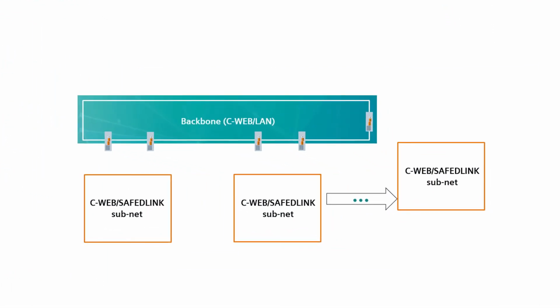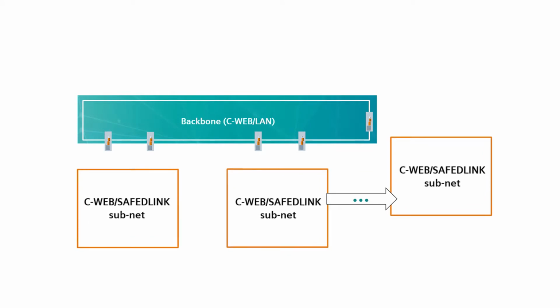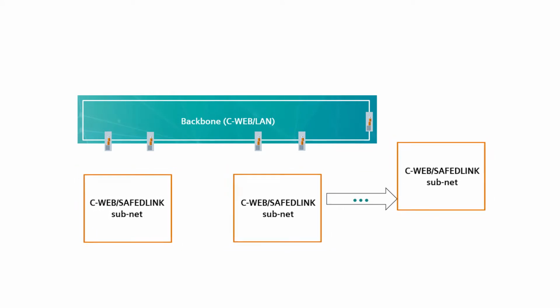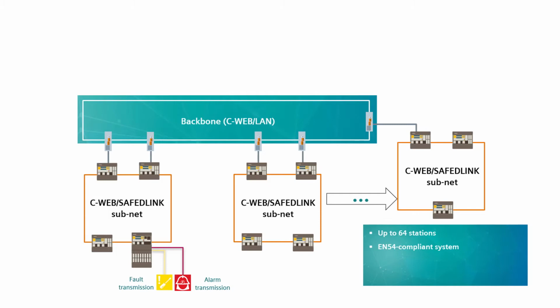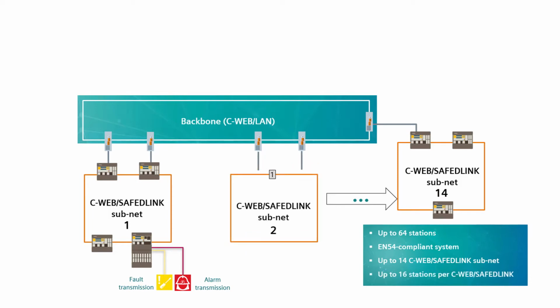A number of subnetworks can be connected to one another using extended networking. Up to 64 stations can be networked in compliance with EN54. They communicate via the optical C-Web LAN. Up to 14 subnetworks can be connected to the C-Web LAN. Each C-Web Safety Link subnet can contain up to 16 stations. Depending on the configuration, each subnetwork can communicate with the C-Web LAN via a redundant connection.